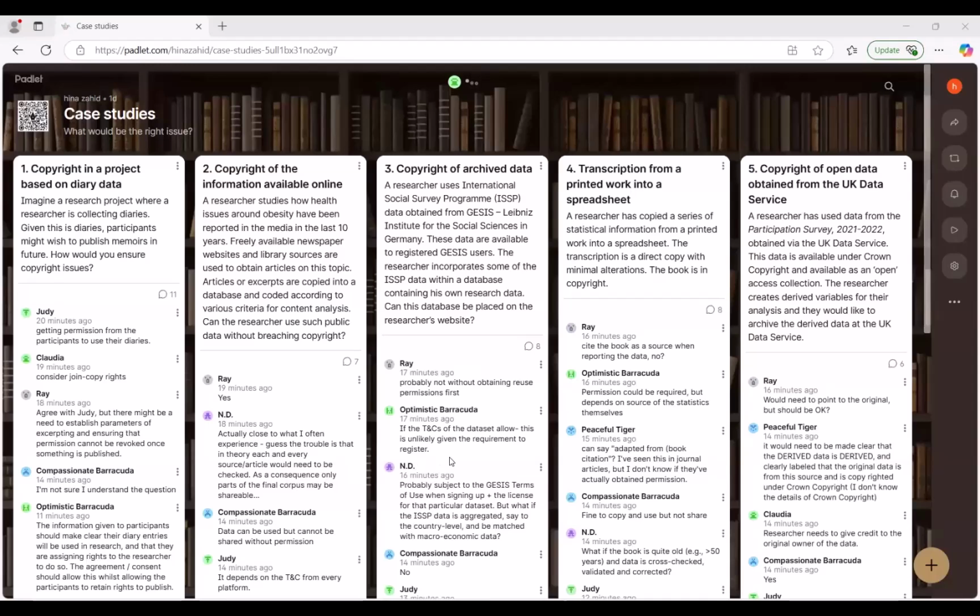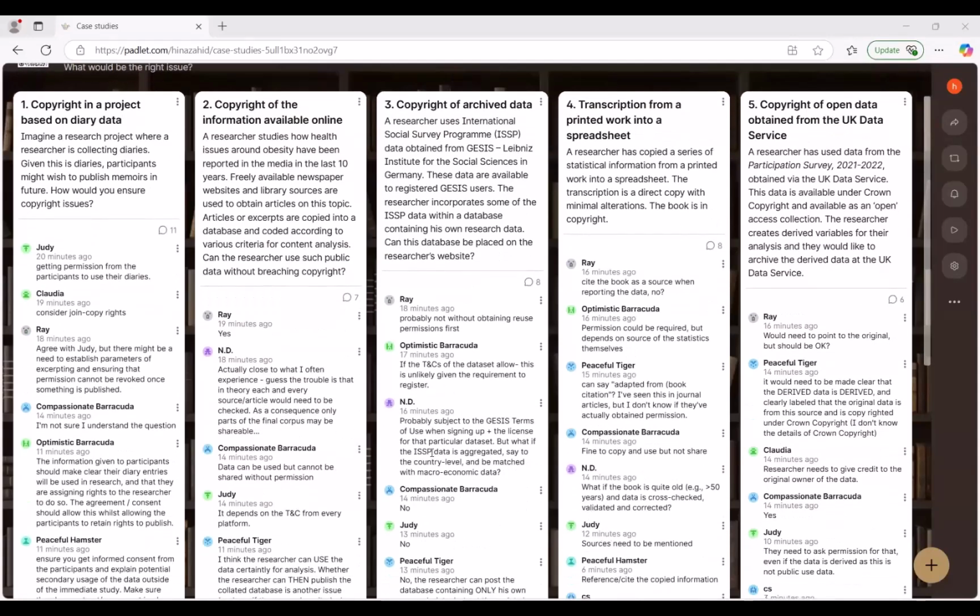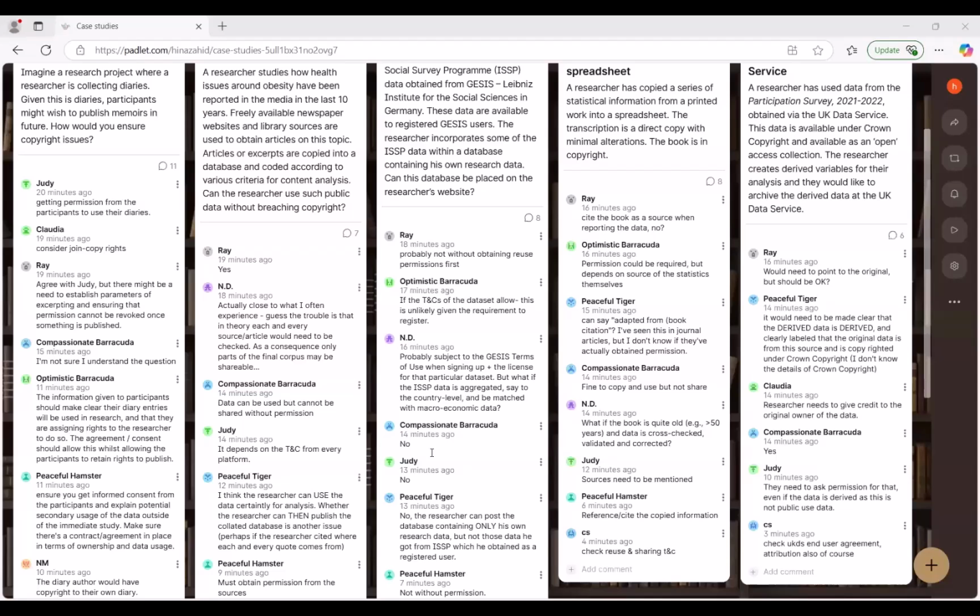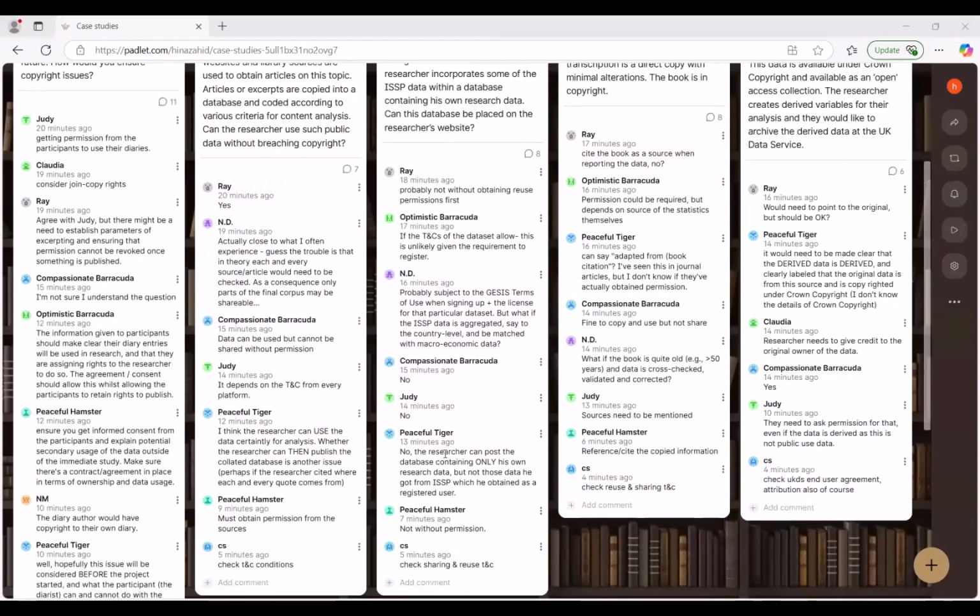In terms of the third case study, copyright of archive data. Although the ISSP data are available for free to all registered researchers, this does not mean that the data can be published on a website and made available to others. The data can be incorporated into a database and used for personal analysis, but before this data set is placed on a website, permission must be sought from the data owner. So all the comments, they are very right. Yes, they do need permission.